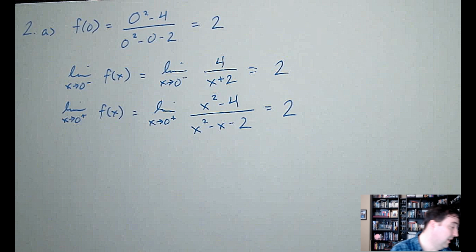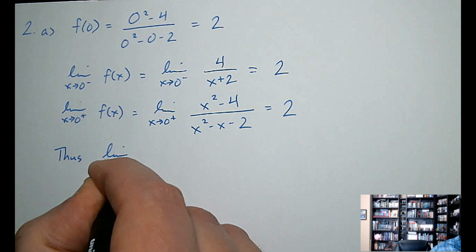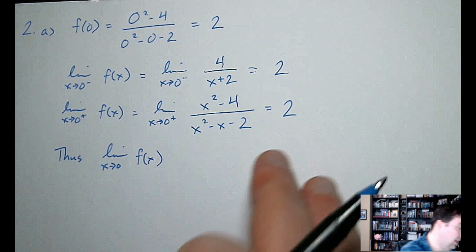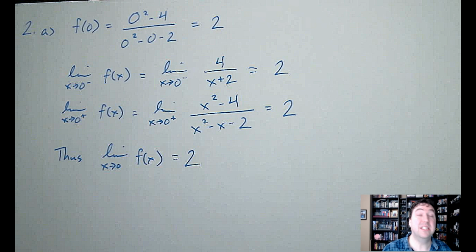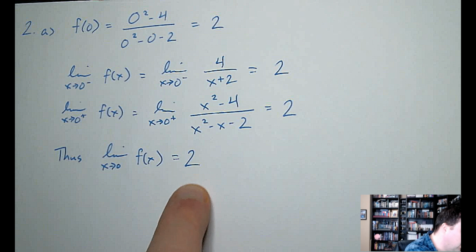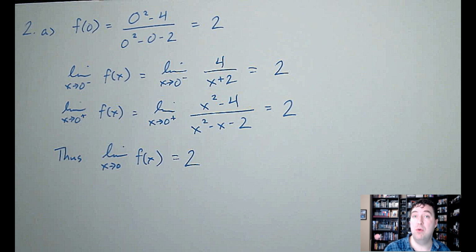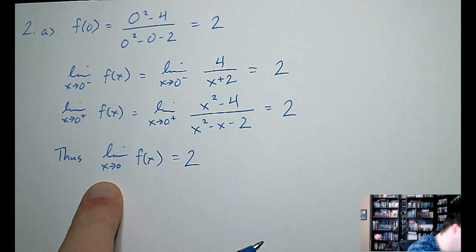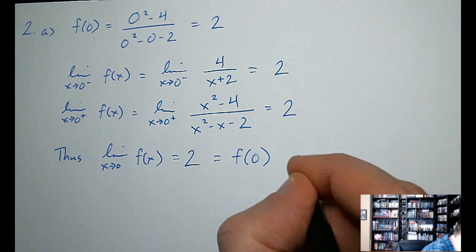So because those one-sided limits are equal, that tells us that the full two-sided limit of this function as x approaches 0 exists, and in fact is equal to 2. The fact that it exists means that the second part of the definition of continuity is satisfied. And the fact that it's equal to 2, since that's the same as the value of the function at x equals 0, that means the third part of the definition of continuity is also satisfied. The limit of the function as x approaches 0 is equal to the value of the function at 0.